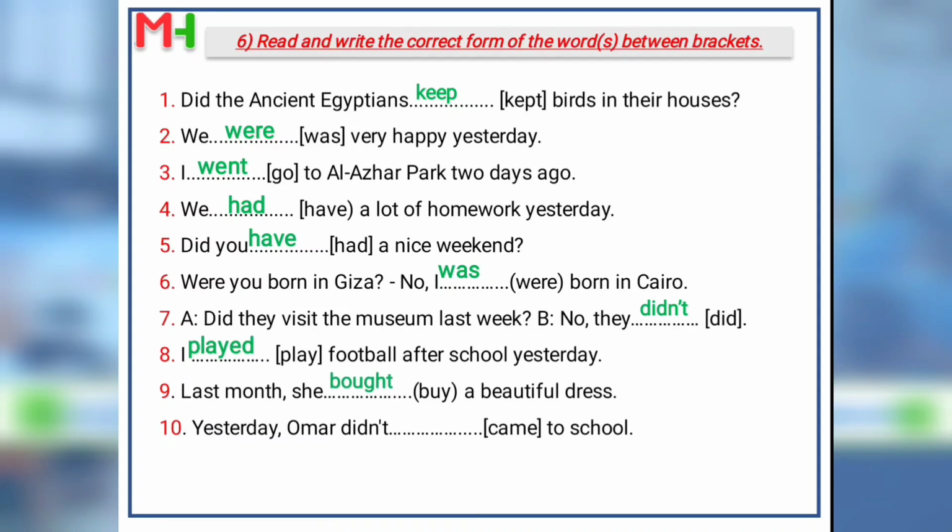Last one, number 10. Yesterday Omar didn't ___ to school. After didn't here we put the infinitive form of the verb. So Omar didn't come, not came. Yesterday Omar didn't come to school.